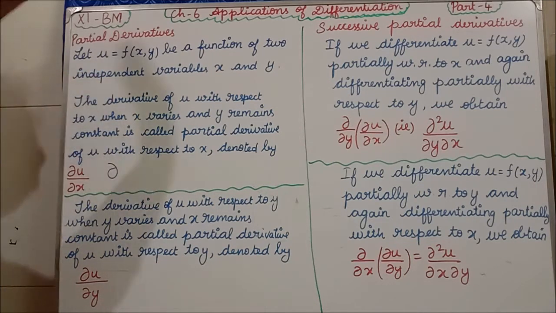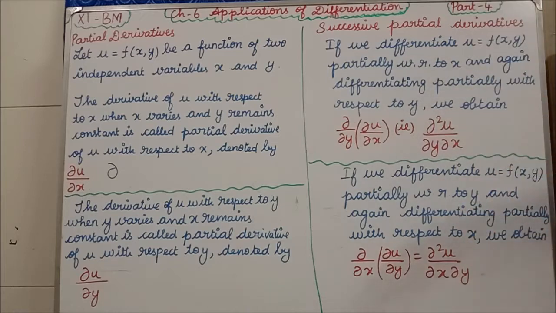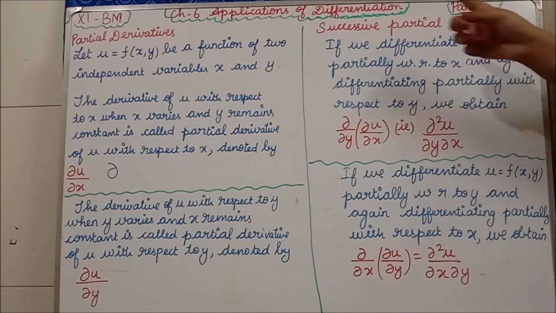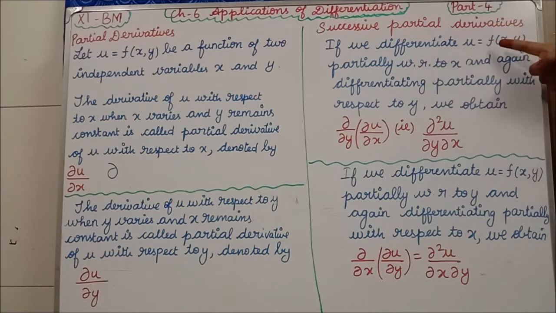In that itself, the next concept we are going to see is successive partial derivatives. Successive means next term, isn't it? Here also we are going to talk like that. Successive means first order differentiation, second order differentiation, third order differentiation. How to do successive differentiation partially, we are going to see here. Now we'll see, if we differentiate u equal to f of x comma y, if you are differentiating the function u partially with respect to x.